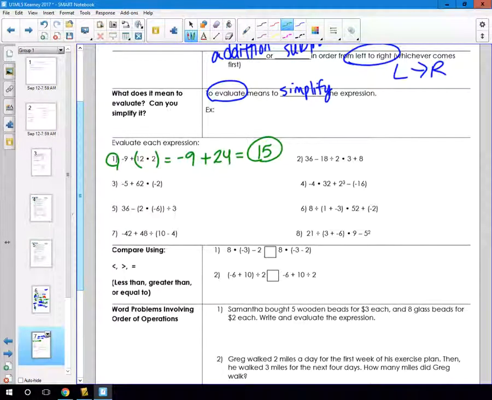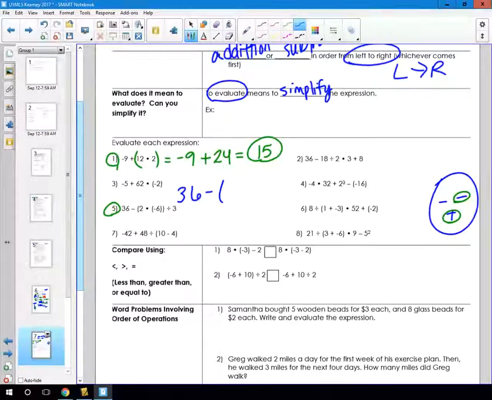Okay? And I'll do one more. Get you started. Okay, let's look at number 5. So number 5, what do you see that you need to do first? The parentheses. So if we do what's in parentheses first, we're going to say 36 minus, and in parentheses, it's 2 times negative 6. So using integer man, what is positive 2 times negative 6? So positive 2 times negative 6, what's left over? Negative 12 divided by 3.